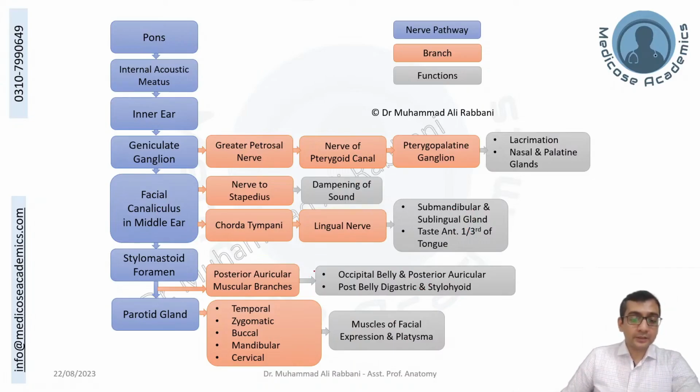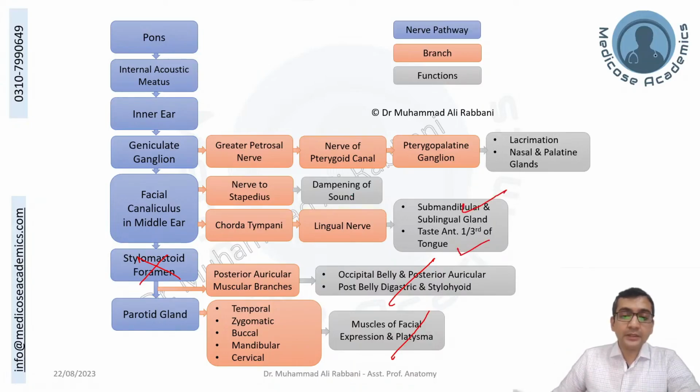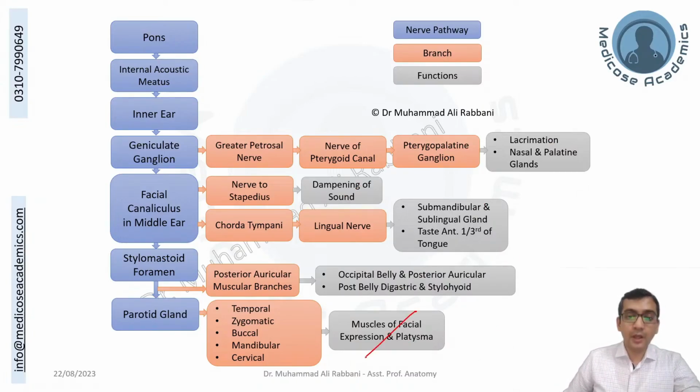Similarly, if there is an injury during forceps delivery, there is an injury here. So there will be loss of these functions, but the salivation will remain intact, the taste will remain intact, the dampening of the sound will remain intact, the lacrimation will remain intact. If an injury occurs during parotid gland surgery, there will be palsy of the facial nerve, but these muscles will remain intact. Salivation, taste, dampening, lacrimation, these will remain intact.